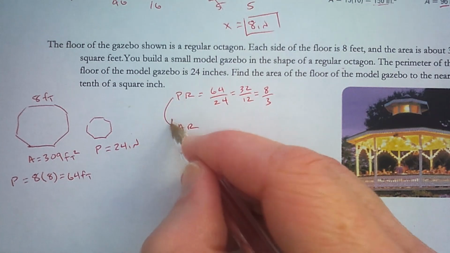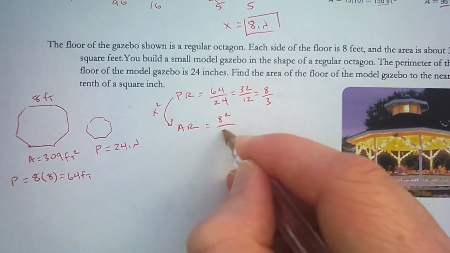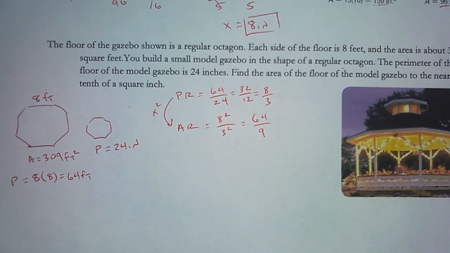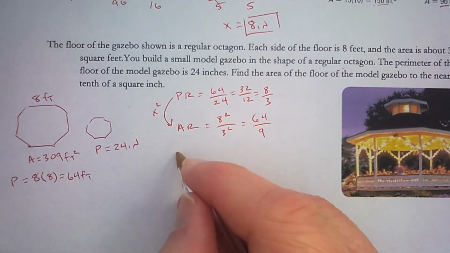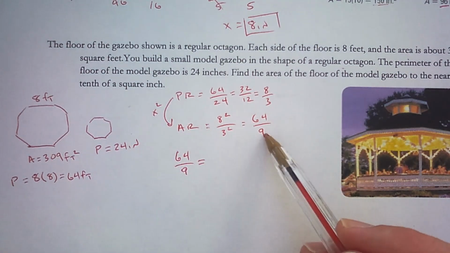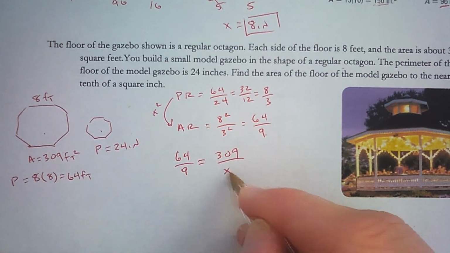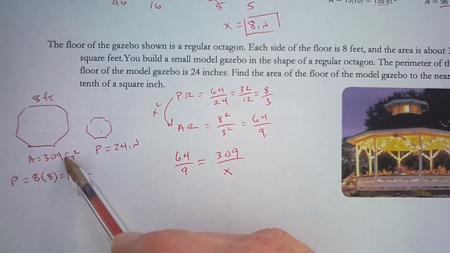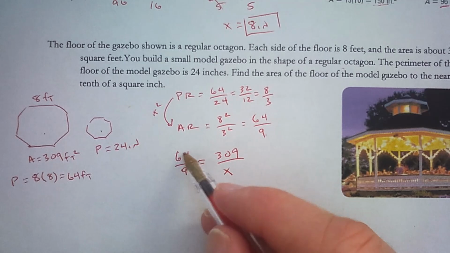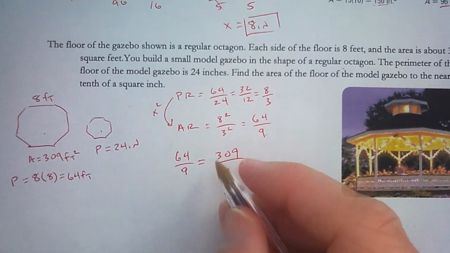The area ratio, so I'll take these and raise them to the second power, is 8 squared over 3 squared, 64 over 9. Okay, so I can write my proportion now as 64 is to 9 as, and I've got larger over smaller. Larger area is to smaller area. 309 is to x. Now this larger area is in feet squared. This one is in inches squared. That is not going to matter. I've got feet over inches on both sides, so that's going to be okay.